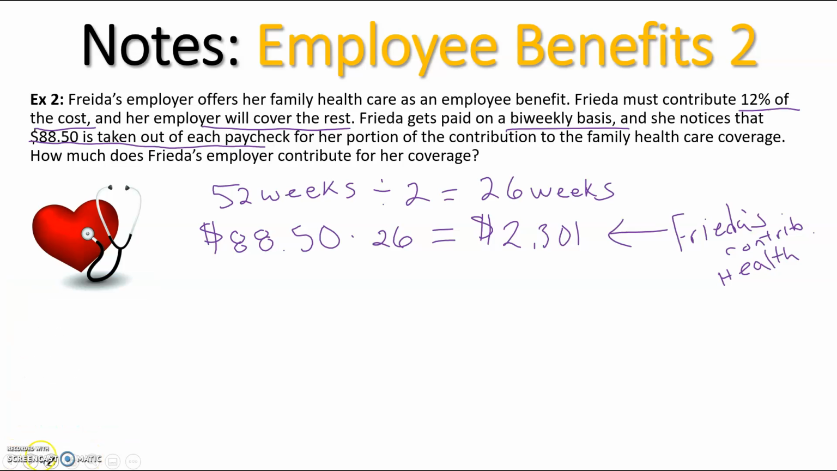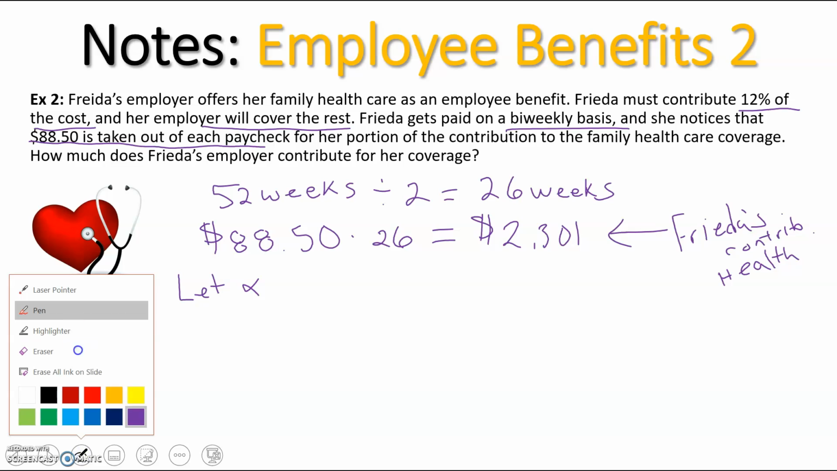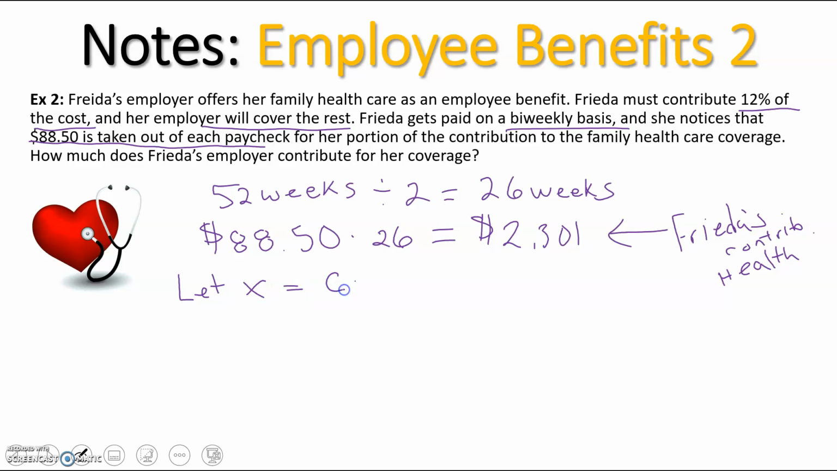All right, and so we know that this 2,301 is 12% of the actual cost for the insurance, for the healthcare. So we don't know the actual cost, right? So let's let x equal the cost of the health benefits, the healthcare. So this is the whole cost, the full amount that the health insurance company charges for this plan. So we know that Frida is paying 12% of this.